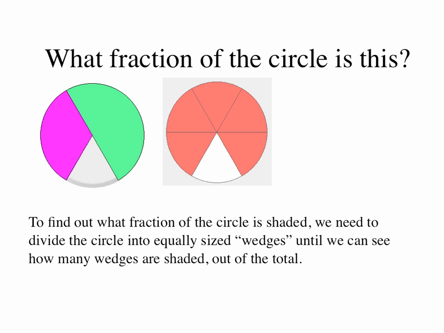So what we need to do is to find out what fraction of the circle is shaded. We need to divide the circle into equally sized wedges. The 1/2 and the 1/3 were not equally sized wedges. We needed to divide it into equal wedges until we could see how many wedges are shaded out of the total.